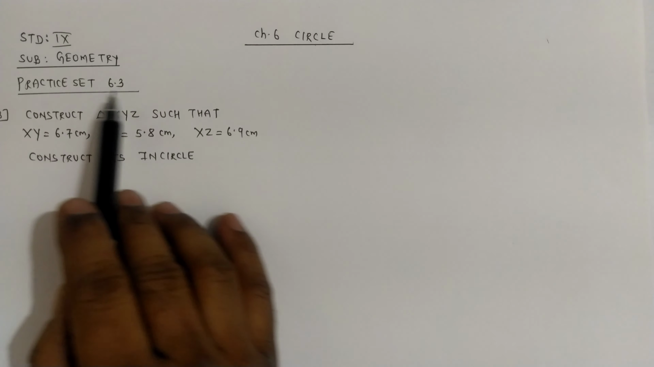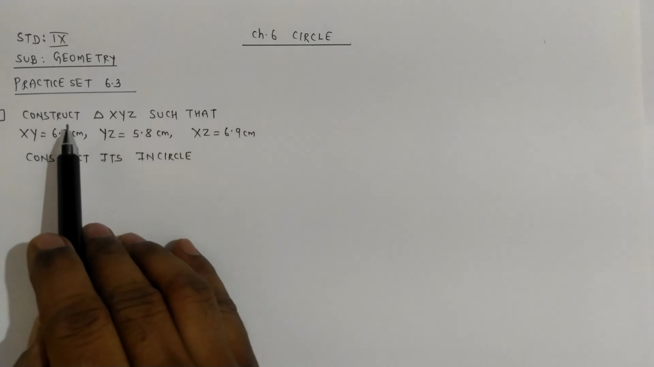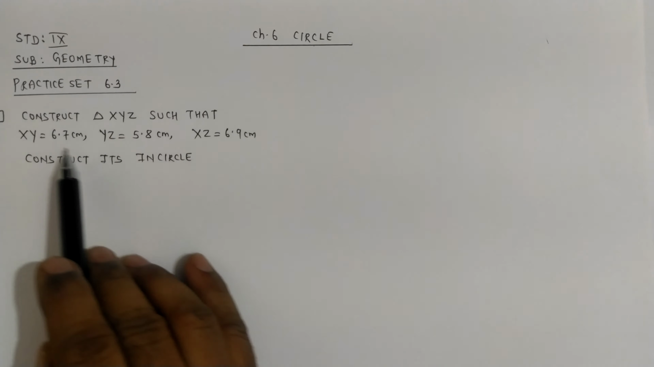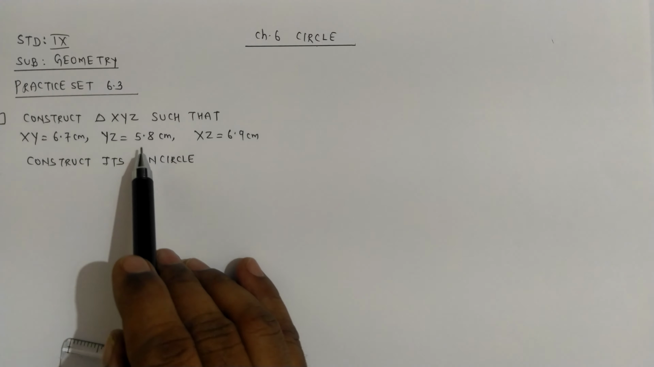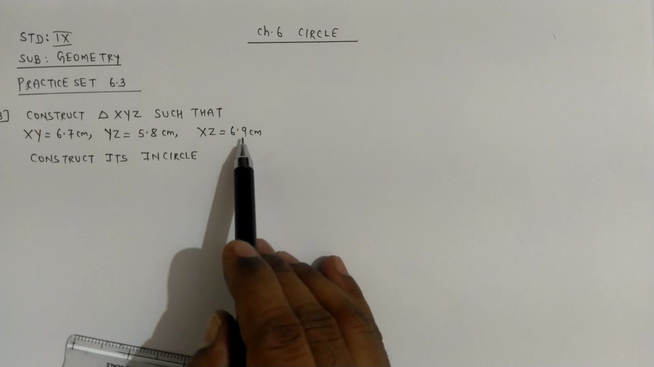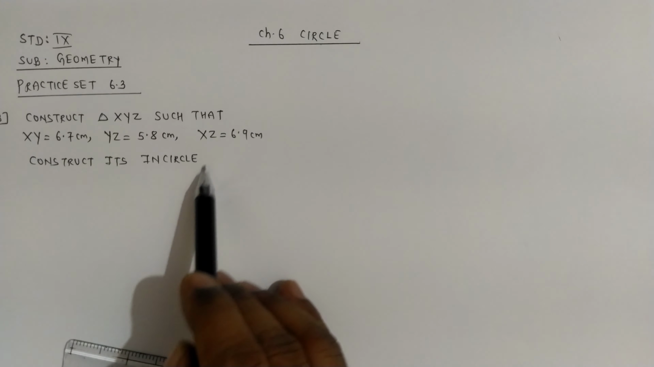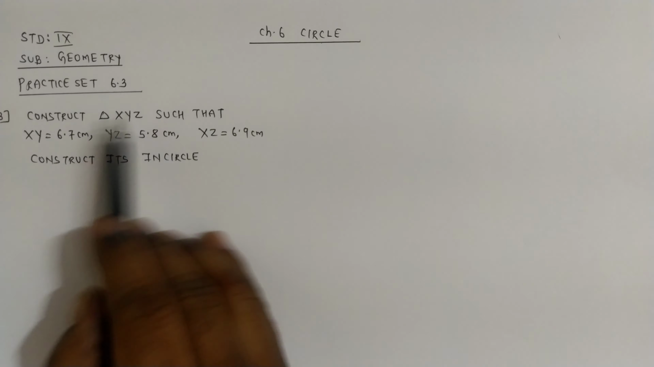So see children, practice set 6.3, question 3. Construct triangle XYZ such that XY is 6.7 cm, YZ is 5.8 cm, XZ is 6.9 cm. Construct its incircle. Here you have to construct the incircle for triangle XYZ.